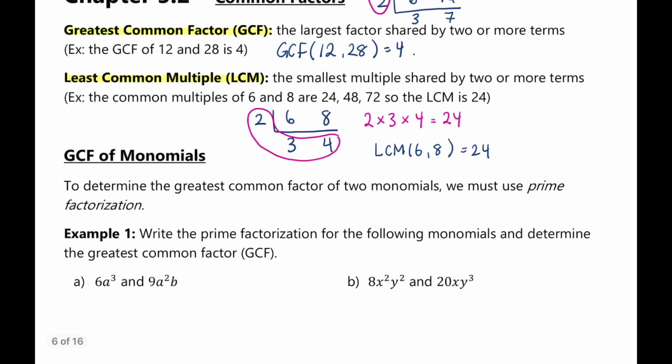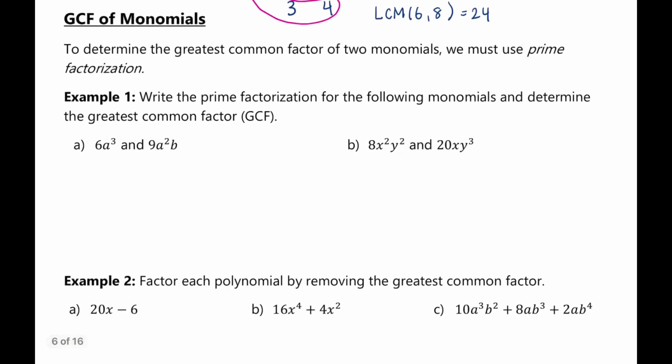Moving on. So previously we talked about GCF of two numbers, two constants. But this time we're going to take a look at GCF of monomials. To determine the greatest common factor of two monomials, we must use prime factorization. For example, example 1. Write the prime factorization for the following monomials and determine the greatest common factor.